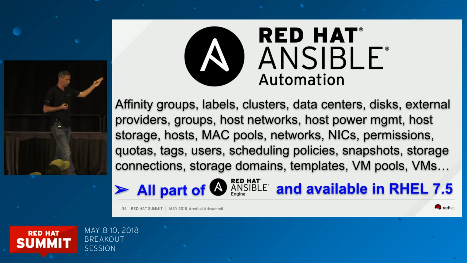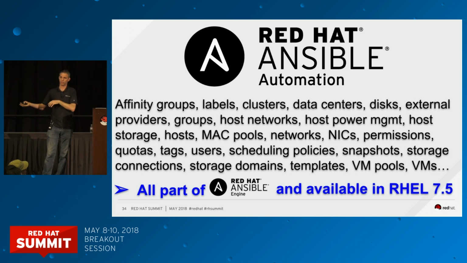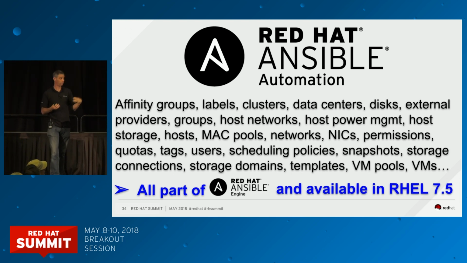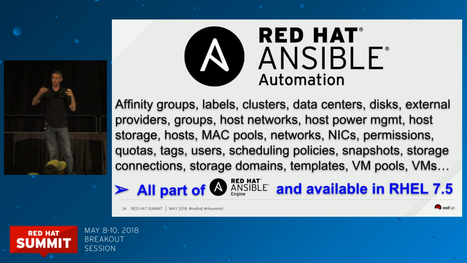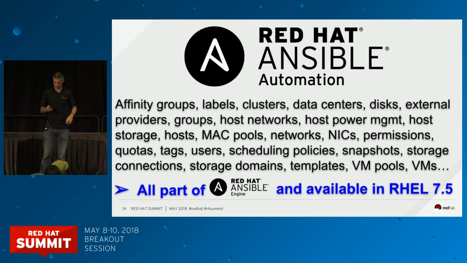What's nice about this is that not only do we have modules for all the objects, but we have fact modules for all the objects, so we can query about them and take additional action. But we haven't stopped there. We've also created roles that take those modules and take advantage of them and give you a complete flow that you can apply very, very easily. Now, it's all in Ansible Engine, which is part of RHEL 7 already.